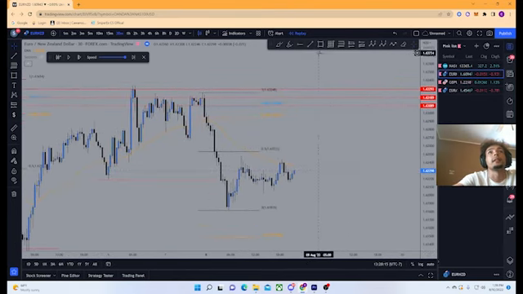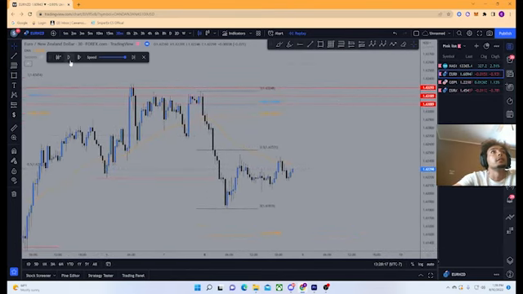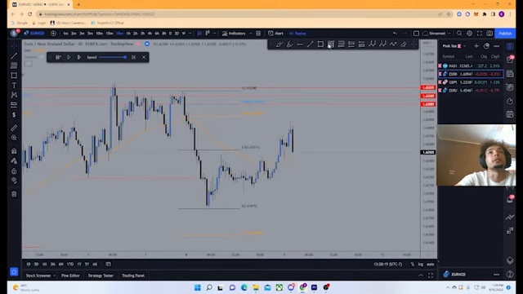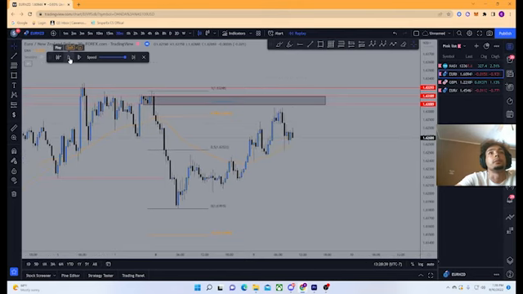We wait for price to get up here. Let's actually draw this. This is where that last significant sell to buy candle is. Boom.